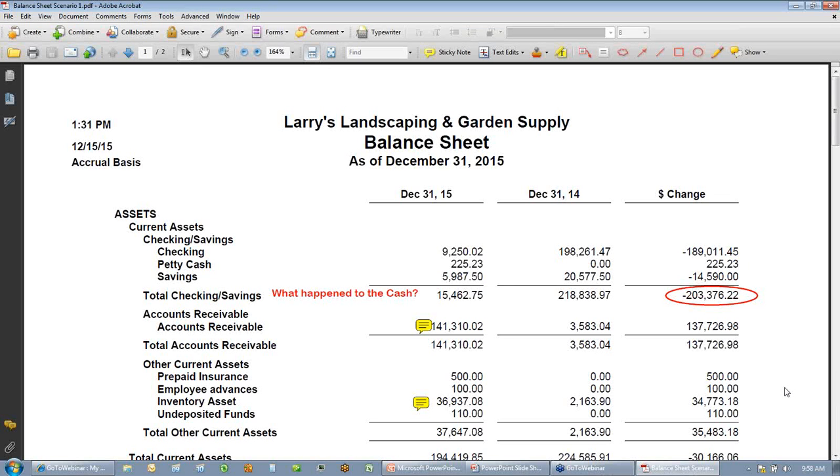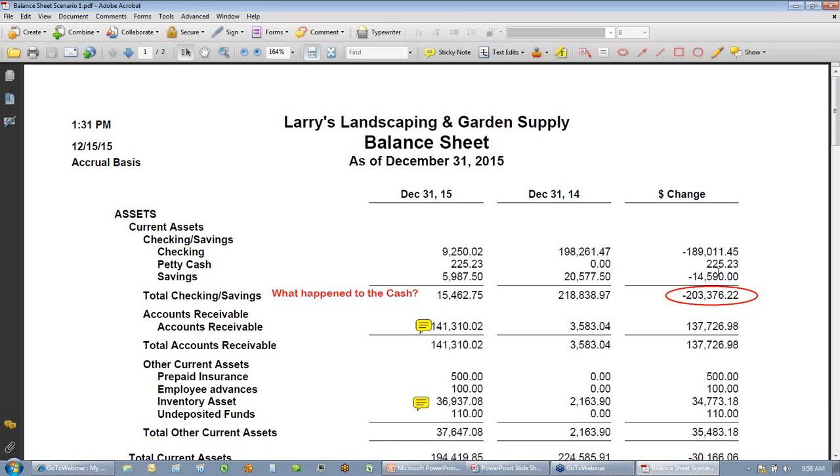So here, when I'm having this conversation with Larry, and he's telling me he has no cash, doesn't know where it is, he had great sales, whatever, I start to look at this. And this is my balance sheet, once again, comparing this year to last year, and this is my change from the year. And I can see that over the period of the year, he has a decline in cash of over $200,000. So I'm like, Larry, where did all your cash go?